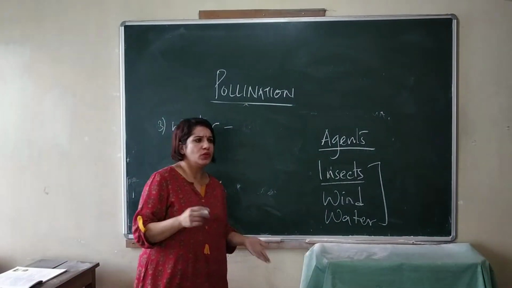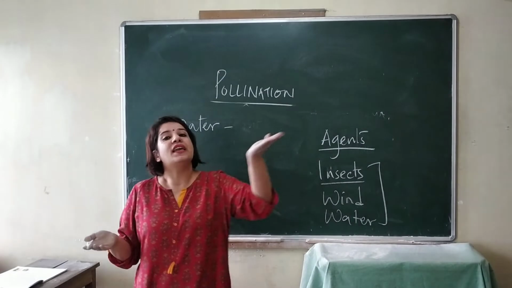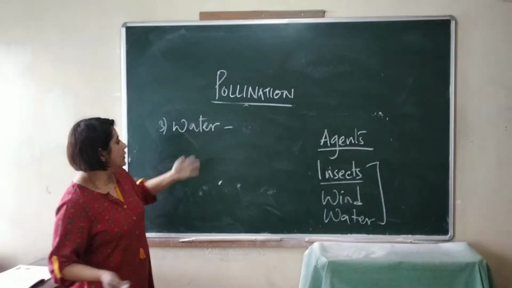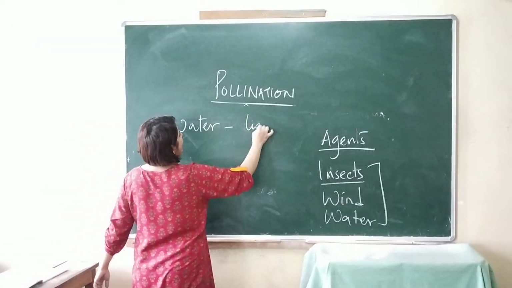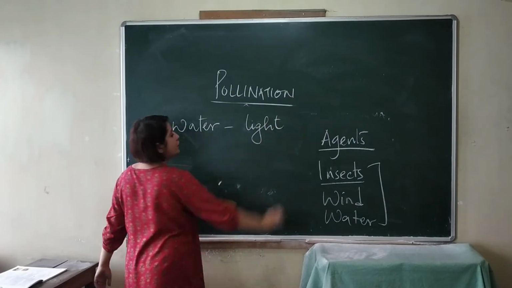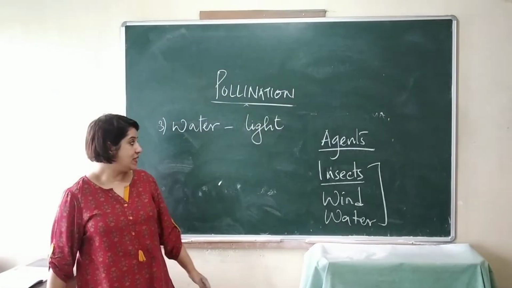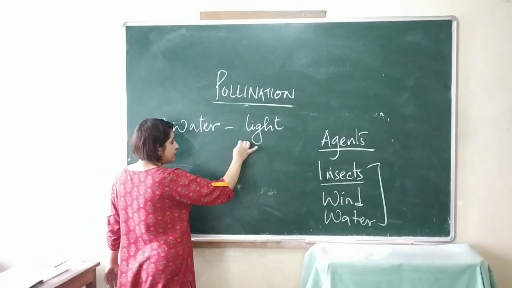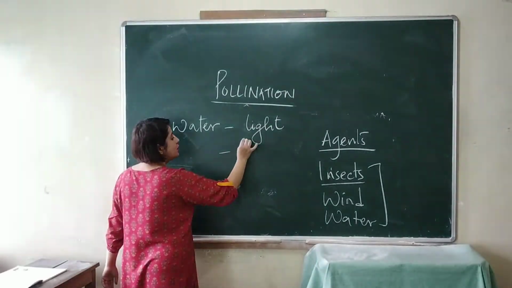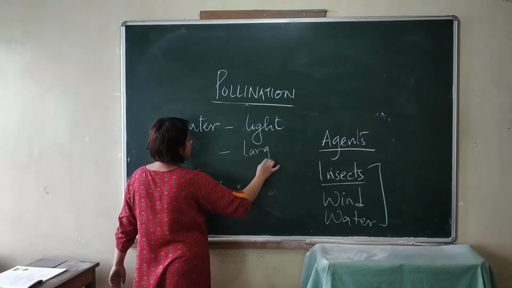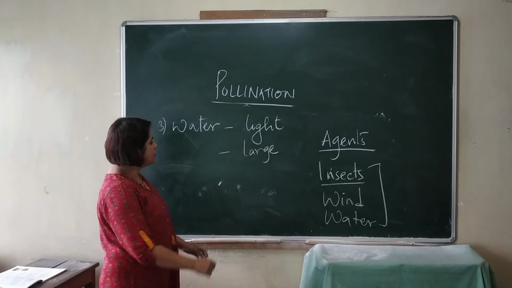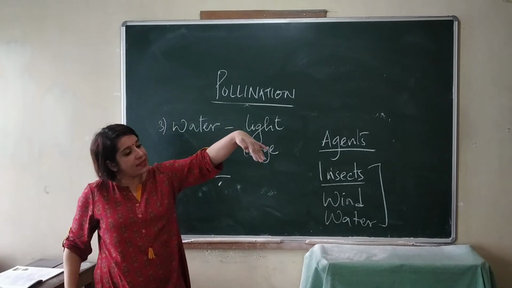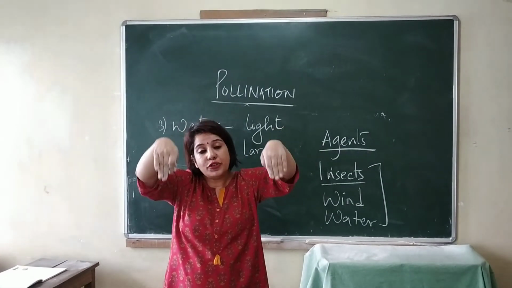So here also, so that the water can carry it along with it, the pollen grains should be light. Next one is the pollen grain should be produced in large quantities. And the most important thing is the anther as well as the stigma, it should be popping out.